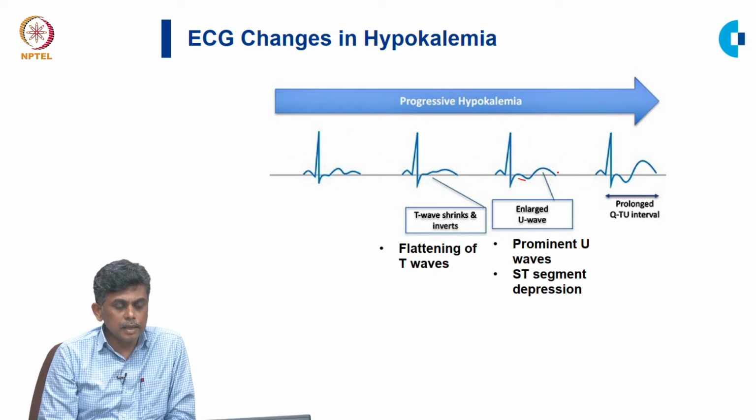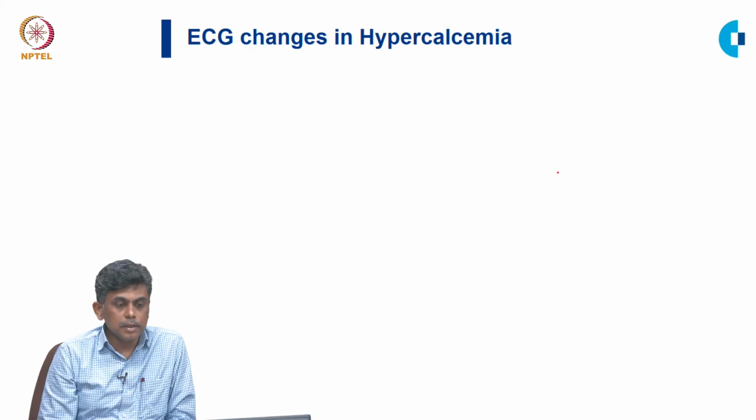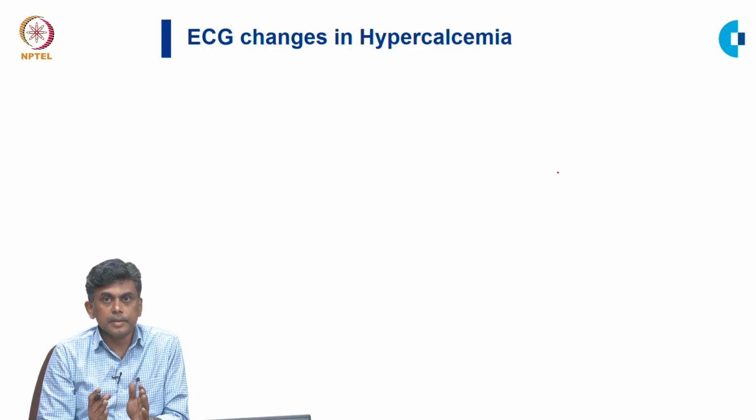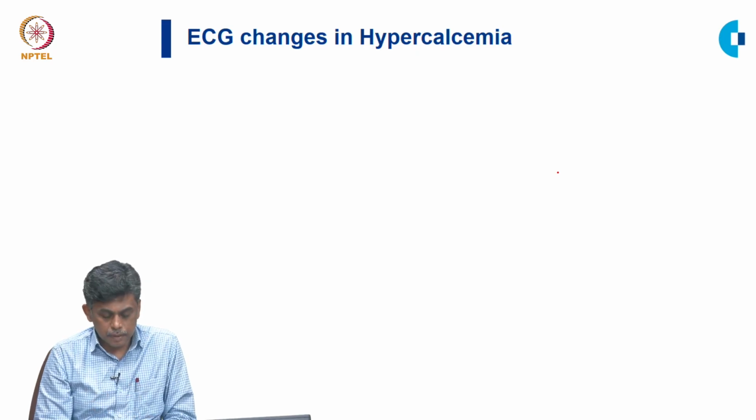Now we will see what ECG changes will occur with calcium. Now first we will see about hypercalcemia. So hypercalcemia, what we saw is there will be problems in the ST segment, phase 2 of the depolarization curve.